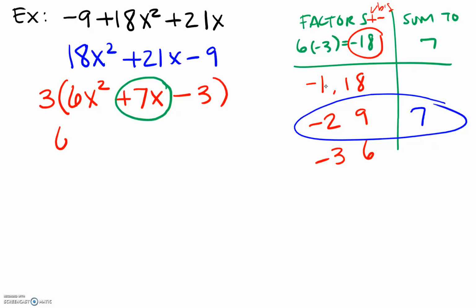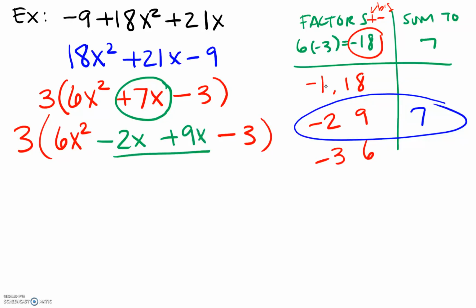So let's do this. 6x squared plus or minus 3. Let's leave that alone. Let's leave the 3 in front with a big old parentheses. And we're just going to rewrite that 7 as minus 2x plus 9x. So it's still the exact same question, just written uglier.